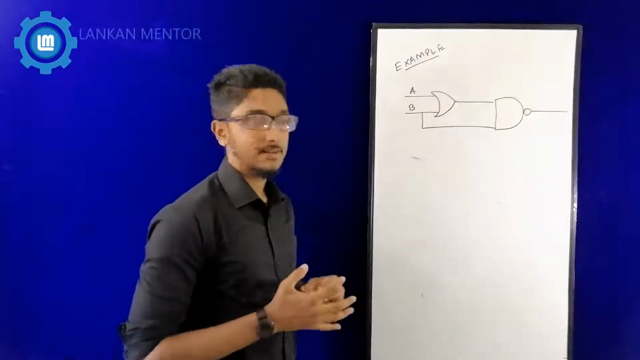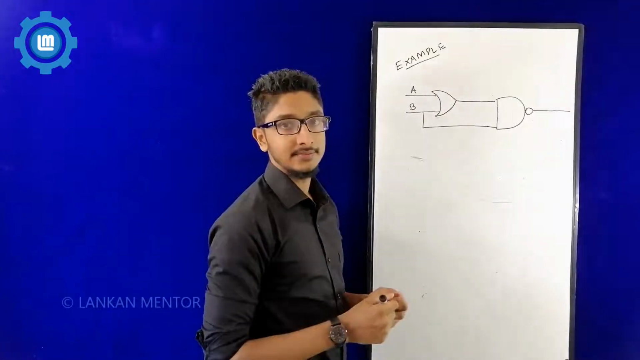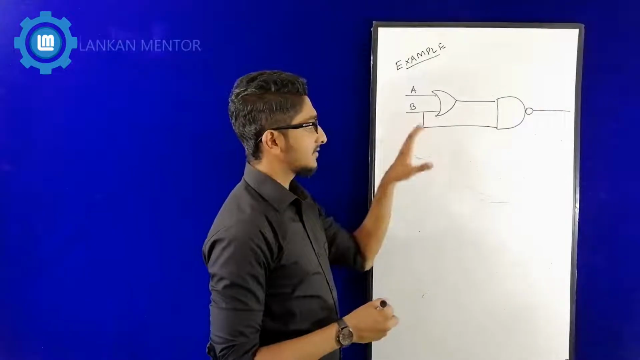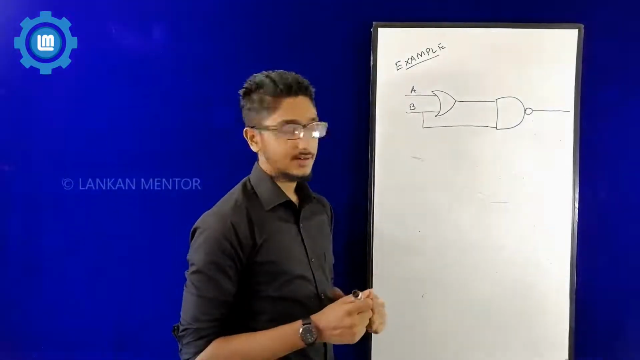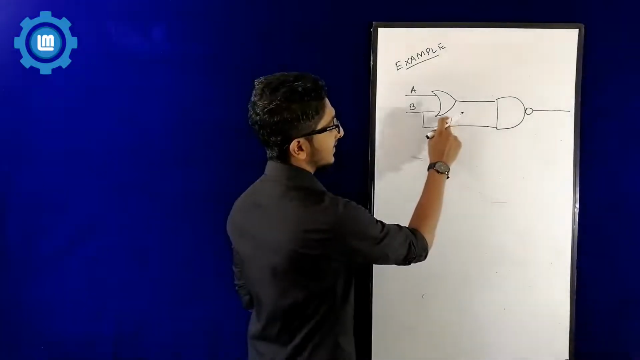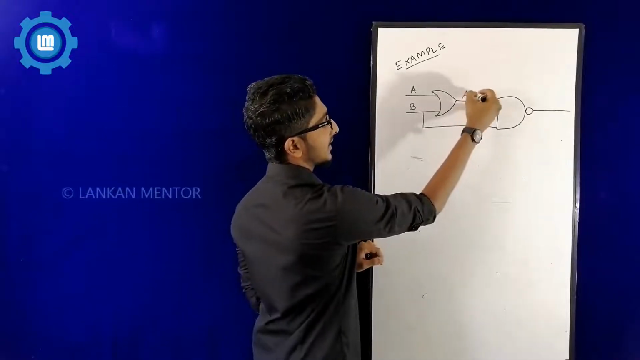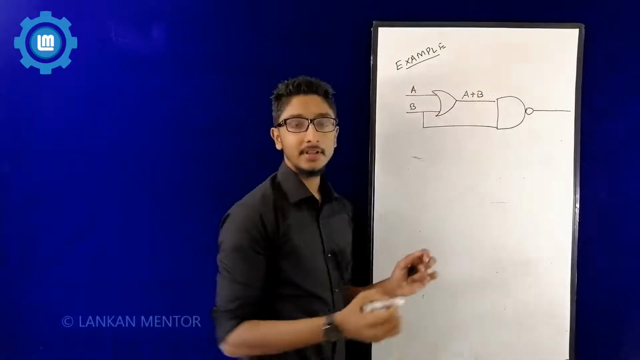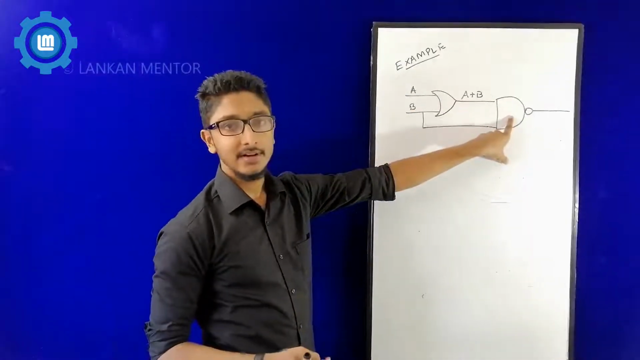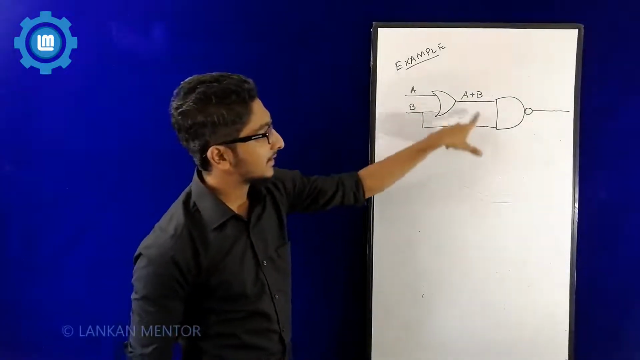Now look at this example. We have an OR gate and a NAND gate. This is a NAND gate and this is an OR gate. It's simple to do this circuit. We'll first find the output and then draw the truth table. When you consider this OR gate, the inputs are A and B, so it is A plus B. Now A plus B is one input for this NAND gate. What is the other input? B. So B and A plus B.